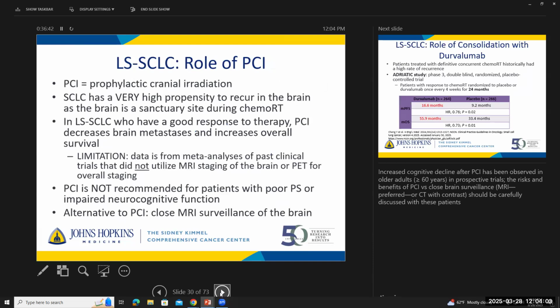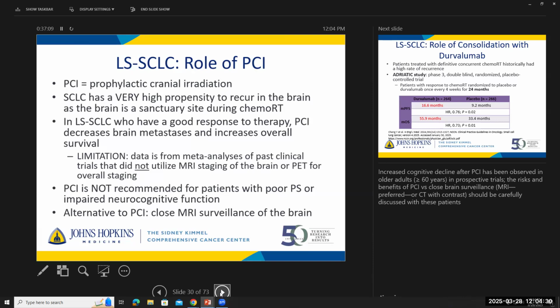Okay. We do something really crazy for limited stage small cell called prophylactic cranial irradiation. This is wild. We radiate the patient's brain even though there's no sign that there's actually cancer in the brain. And the reason we do that, or potentially do that, is because small cell lung cancer has a very, very high propensity to metastasize to the brain. And the brain can become a sanctuary site where the lung cancer cells can kind of hide out.